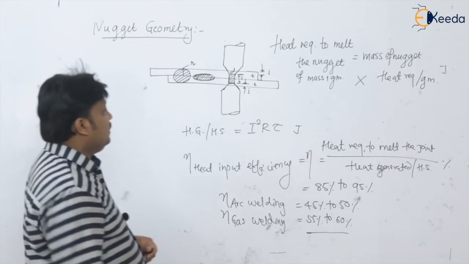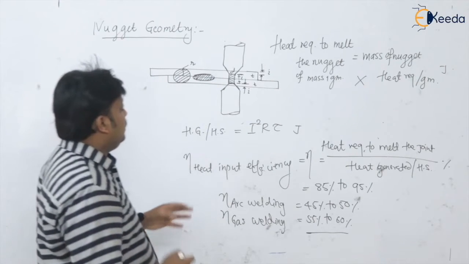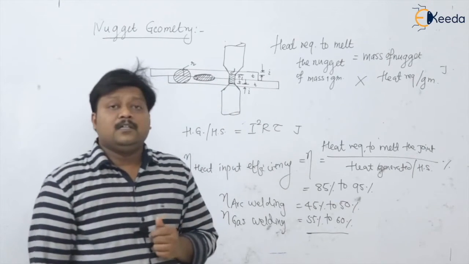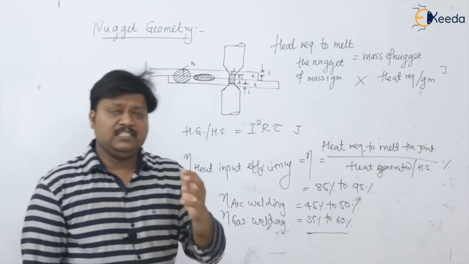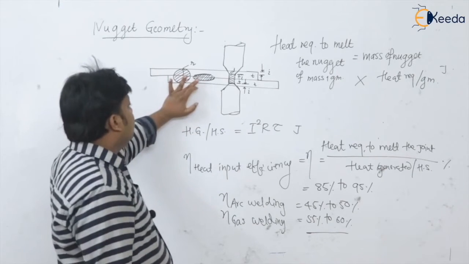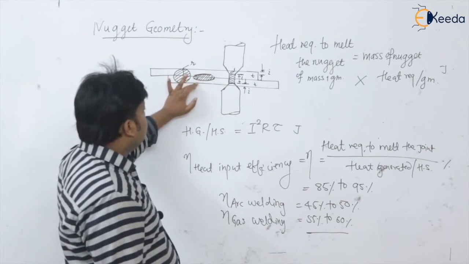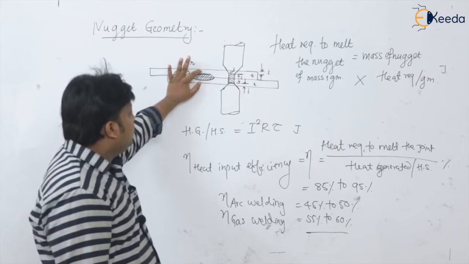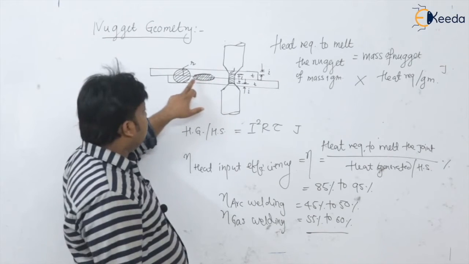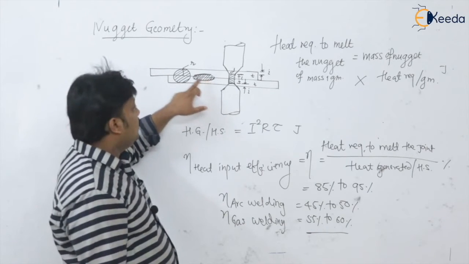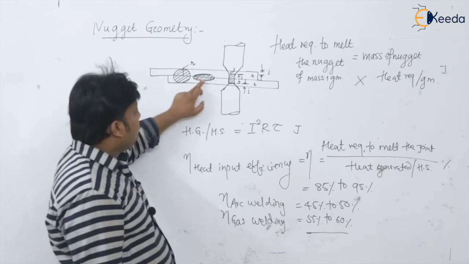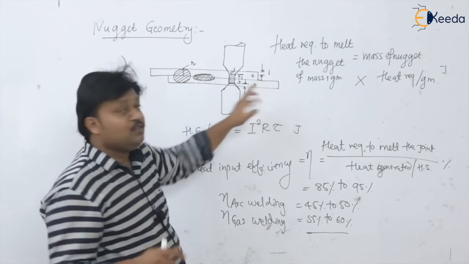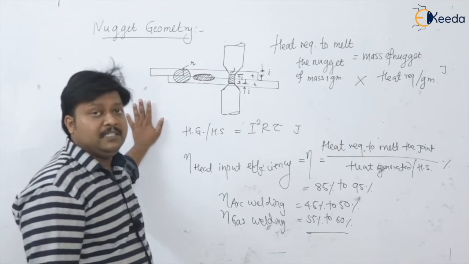Now see here, when we talk about the spot made in resistance spot welding, it has a major axis and a minor axis. Whenever the major axis of this nugget coincides with the axis of the joint, then we get the maximum heat generation.